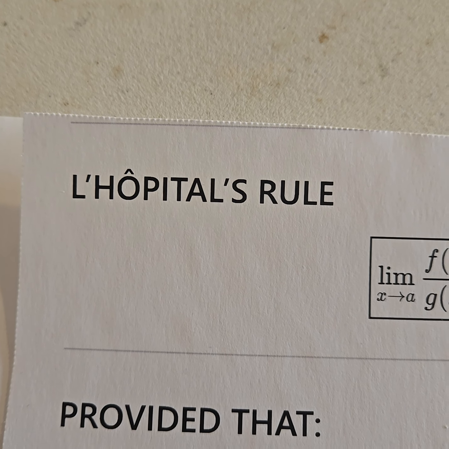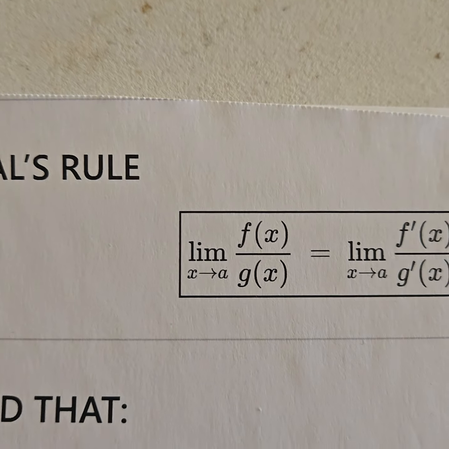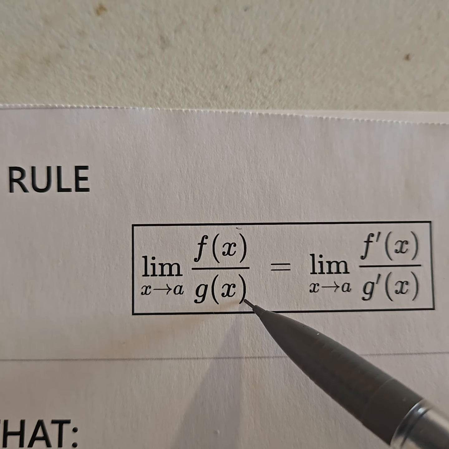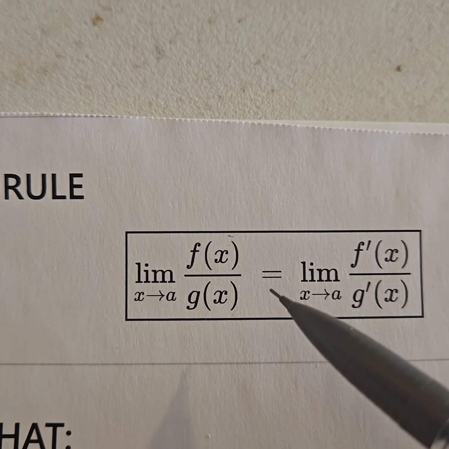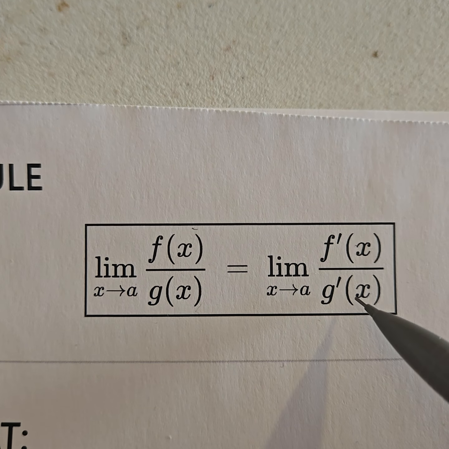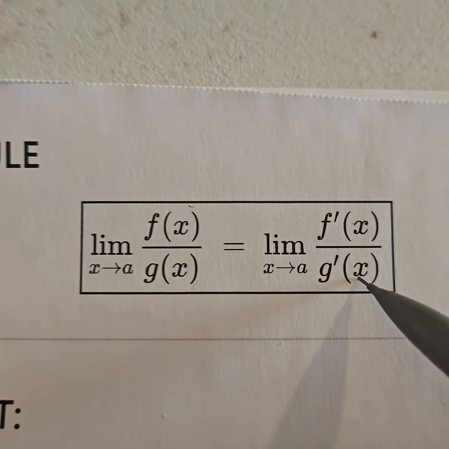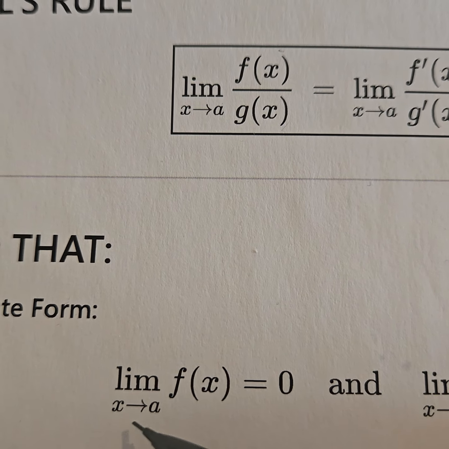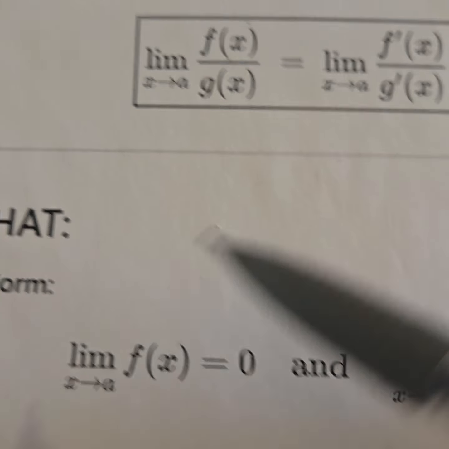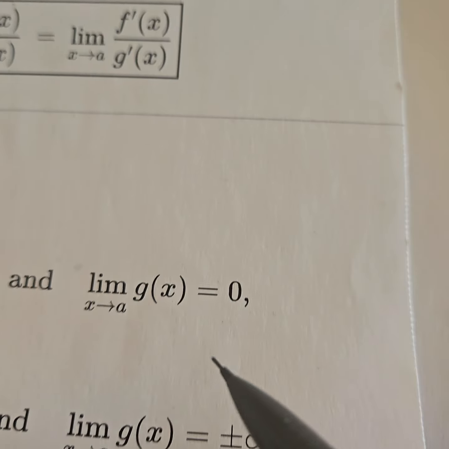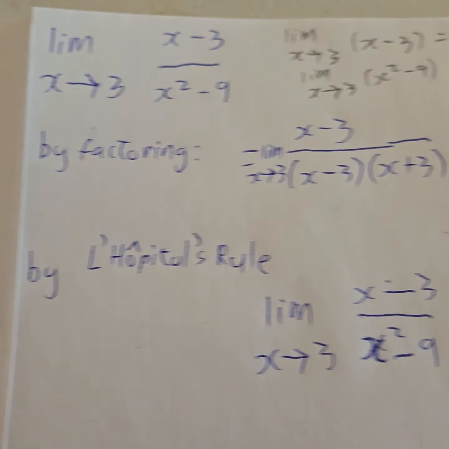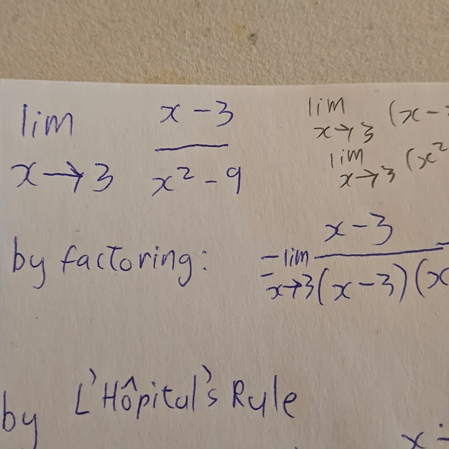L'Hopital's rule is a math rule that states that if we have a limit with a numerator and a denominator, it will equal the same limit as the numerator's and denominator's derivative, provided that the limits of the top and bottom are both 0 or both plus or minus infinity. It's easier to give examples.